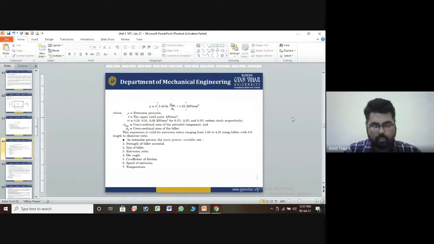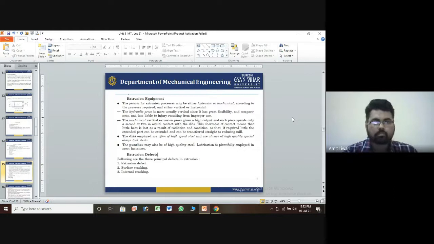First is the strength of the billet material, then the extrusion ratio, die angle including the coefficient of friction, speed, and the seventh is the temperature. So these are basically the responsible factors that affect the cold extrusion process. So it is easy to understand. It's not a very big task, we can calculate it by a simple formula by applying this. Okay.